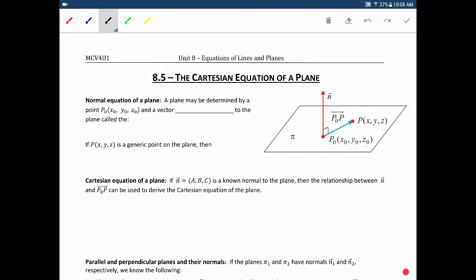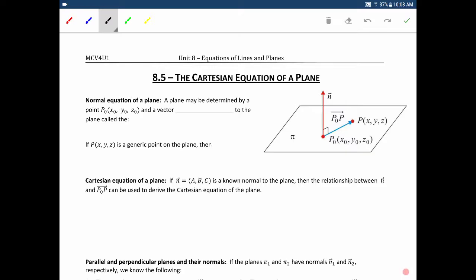Hey guys, today we're going to take a look at the Cartesian equation of planes. This is just another way of coming up with an equation of a plane. However, this one's going to look a little bit more like a traditional equation that you're used to from grade 9, 10, and 11. So first of all, the normal equation of a plane.